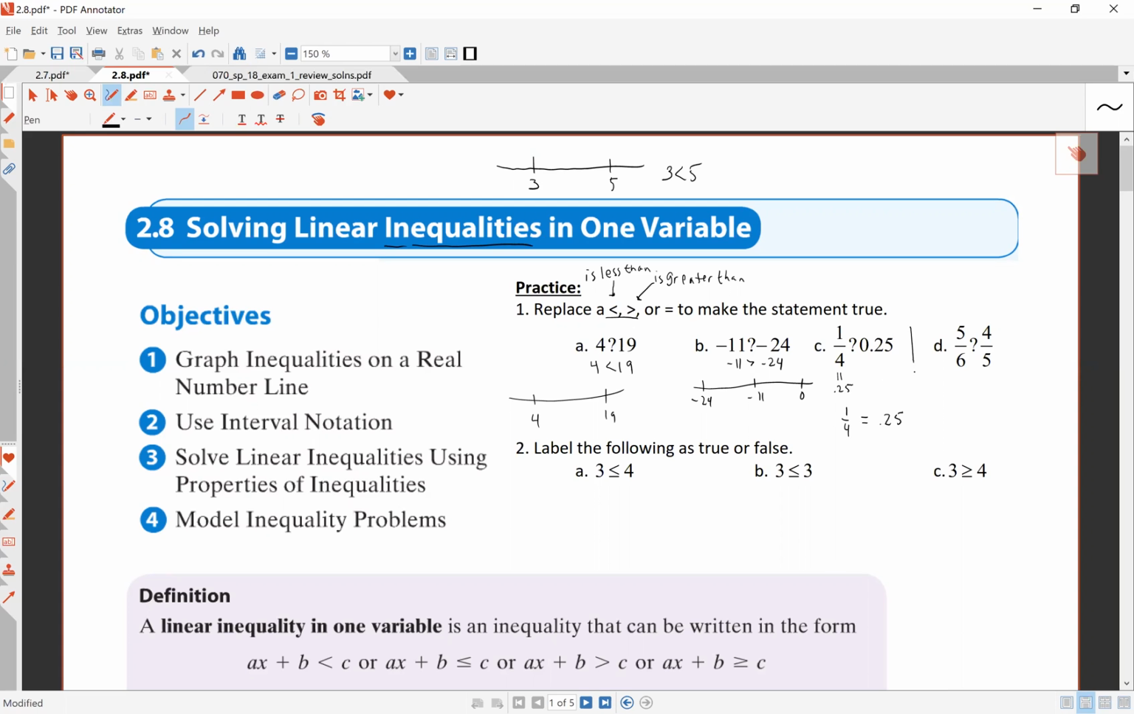The last one, letter D: one way to compare two fractions is to use their common denominator. 6 goes into 36, and 5 times 5 is 25. 5 goes into 30, and 6 times 4 is 24. So now we see that 25 is greater than 24, which makes 5/6 the larger of the two fractions.